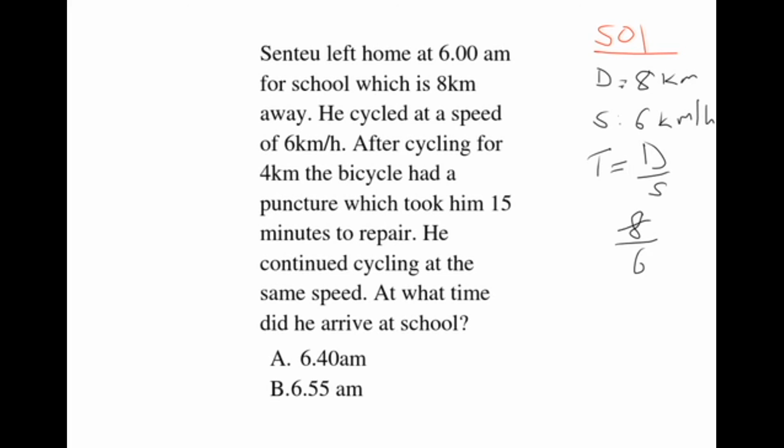By 2, 4. By 2, 3. 4 over 3 hours. Convert this into minutes. 1 hour is 60 minutes. So we have 4 over 3 times 60. By 3, 1. By 3, 20. 4 times 20 is 80.